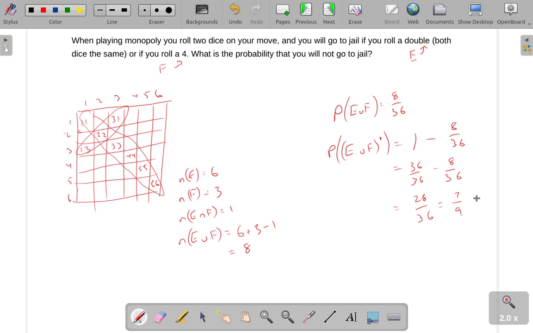I guess I could have reduced the 8 out of 36 first to get 2 out of 9, and done it from there as well. So the probability that I do not go to jail is 7 out of 9. Although it never quite feels that likely when you're actually in the situation. It almost feels certain that you're going to go to jail in that situation, doesn't it?